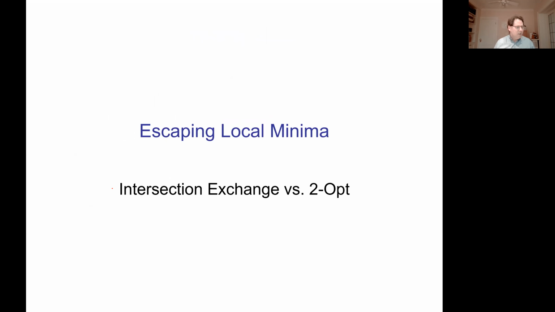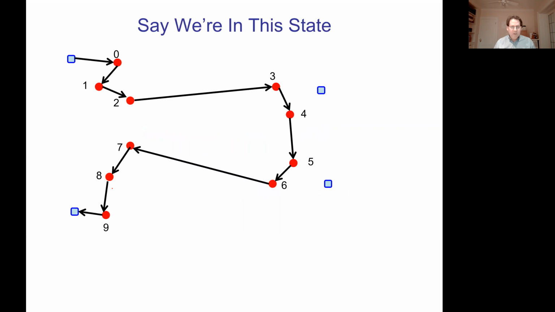Okay, so any questions on that? So we kind of went through two different perturbation operators you could use: swap two intersections, or basically reorder entire parts of the path with 2-opt. Okay, so I'm going to show you another way of looking at what the difference between these are. Okay, so let's say we're in this state.